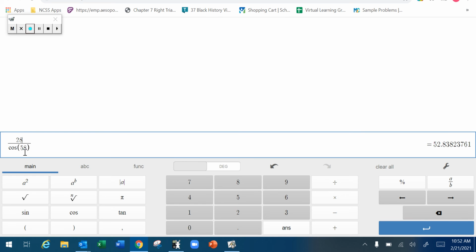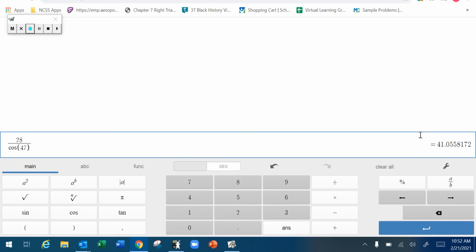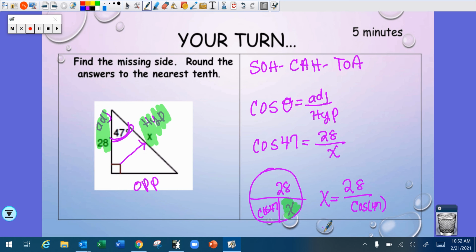28 instead of 47. Yep. And so we get 41, and it said to the nearest tenth, so 41.1. So x equals 41.1 units. Alrighty.